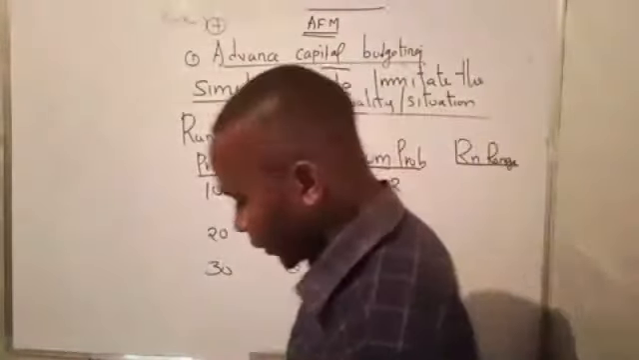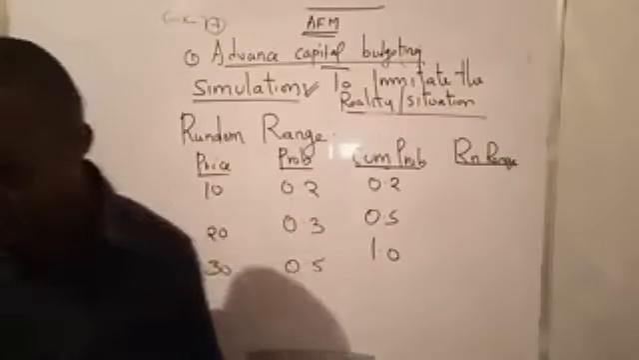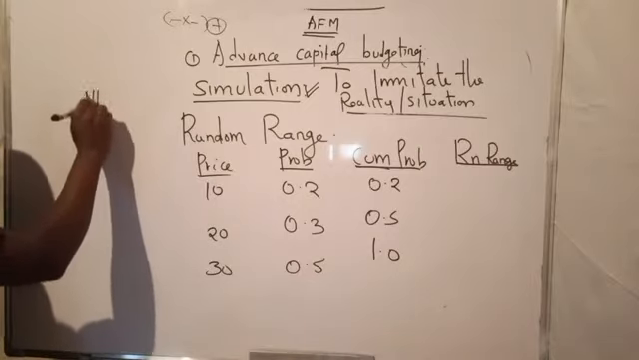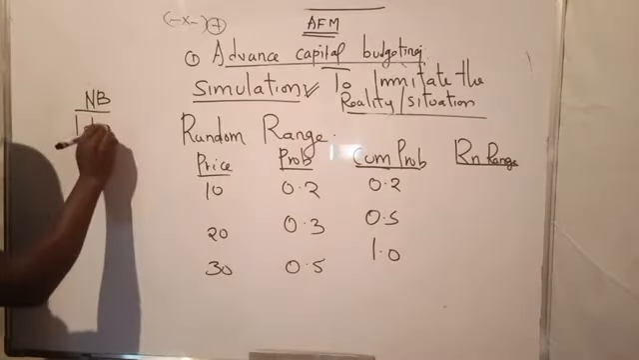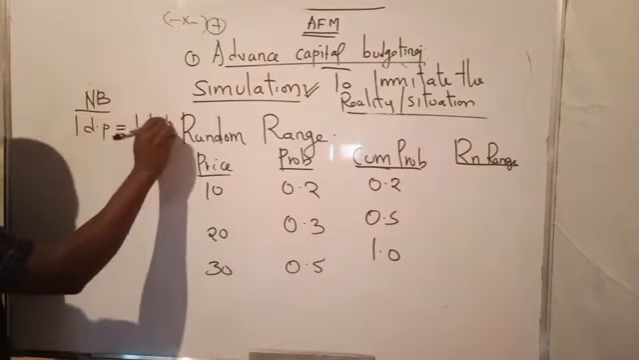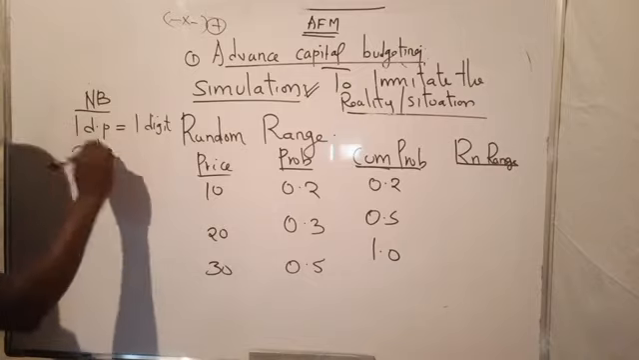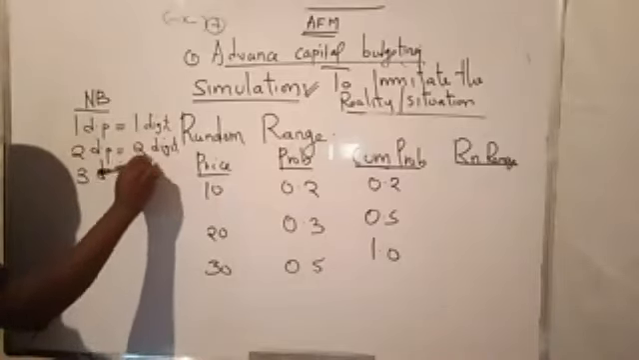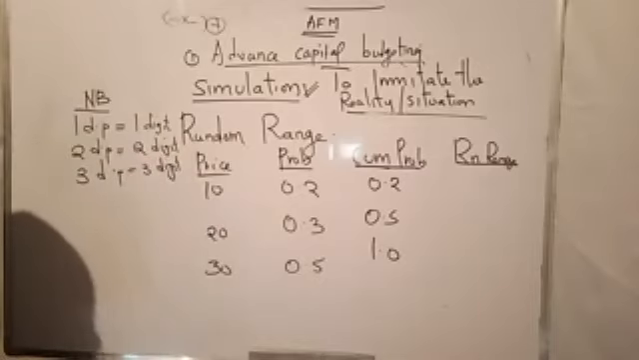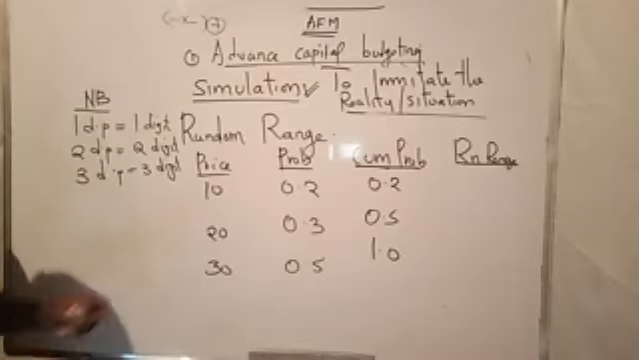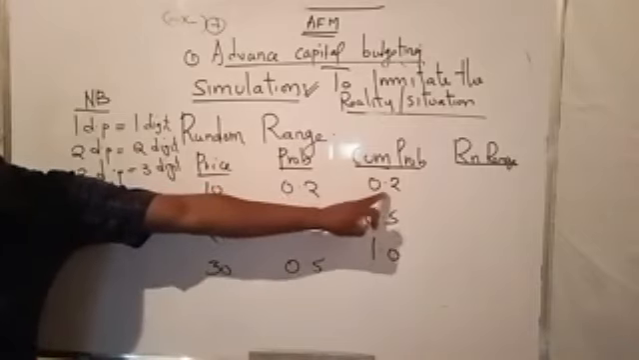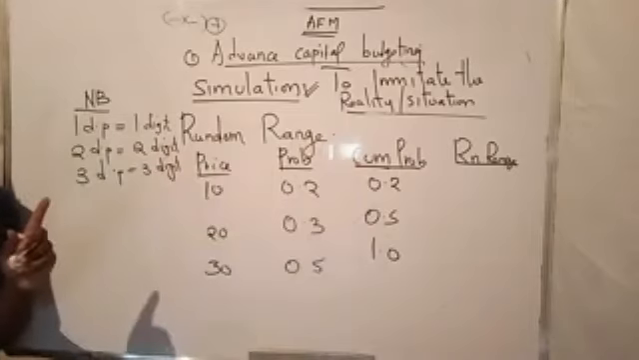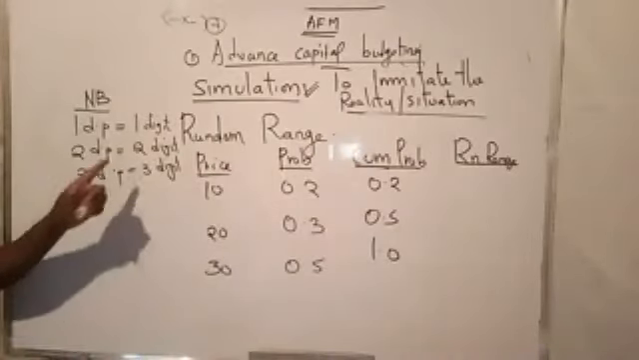So how can we get the random range? You must understand decimals and digits here. For one decimal, you get one digit. For two decimal places, you get two digits. For three decimal places, you get three digits. So for these cumulative probabilities, how many decimals have we been given? There is one decimal, right? Yes. With one decimal, we will use one digit.